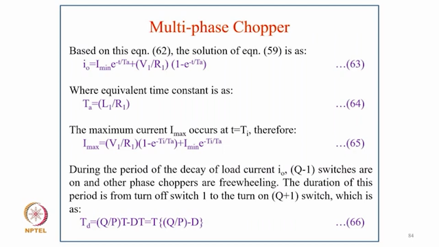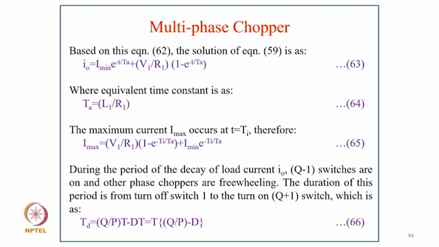And based on this, the solution of the volt-ampere equation is I = Imin e^(-t/Ta) + (V/R1)(1 - e^(-t/Ta)), where the equivalent time constant is Ta = L1/R1, and the maximum current occurs at t = Ti. Therefore Imax = (V/R1)(1 - e^(-Ti/Ta)) + Imin e^(-Ti/Ta).